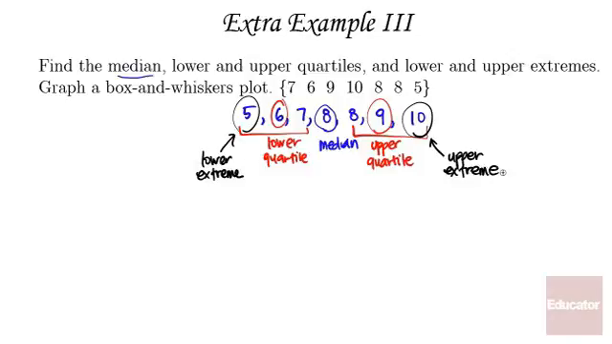Okay, so now I need to graph the box and whisker plot. So I need a number line first. Okay, I have to make sure my largest number is 10, so I have to make sure I cover up to 10 on the number line.